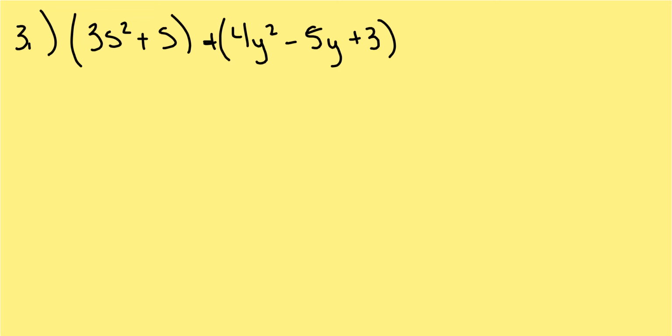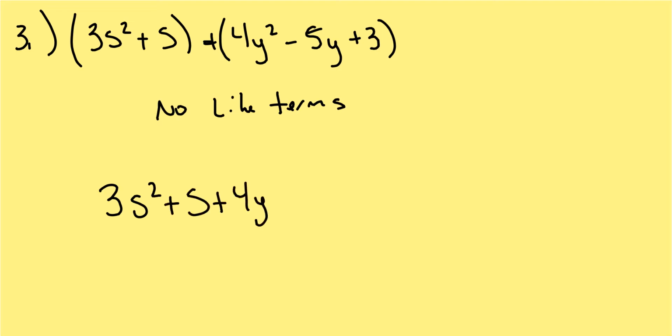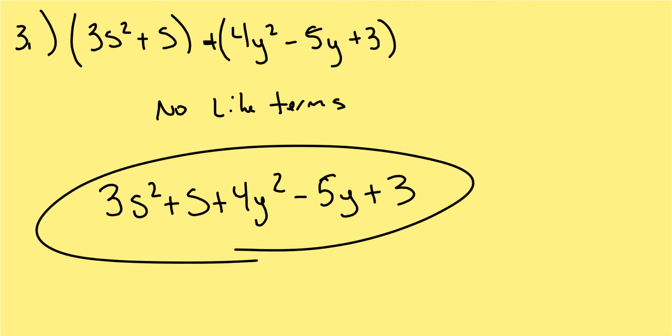Alright, number 3, because there's a plus sign, nothing changes, and there are no like terms. So the only thing you can really do is just write this without the parentheses. So my final answer is 3s squared plus s plus 4y squared minus 5y plus 3. And that's it for number 3.